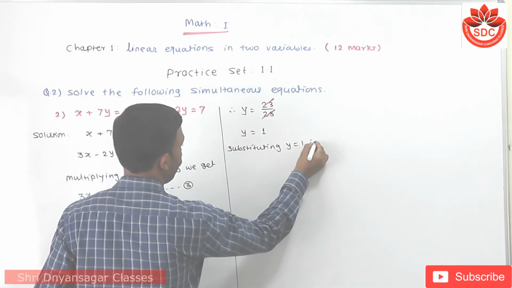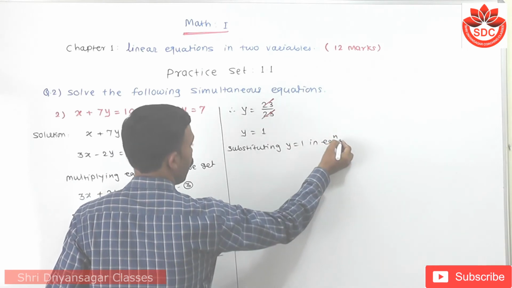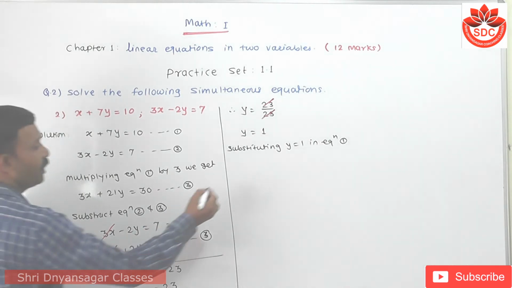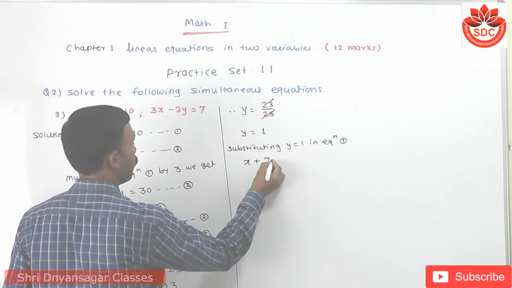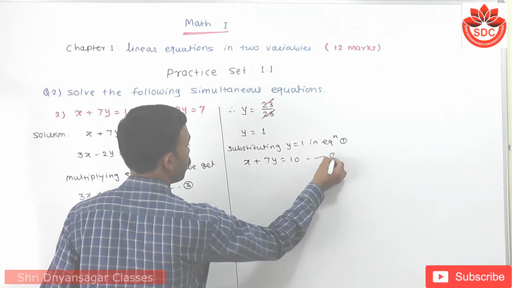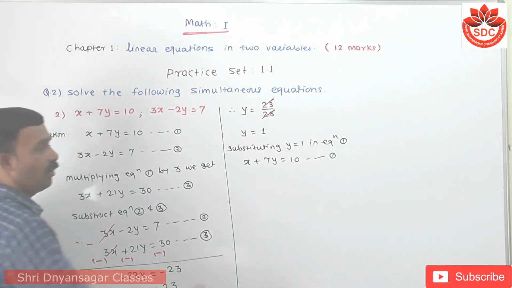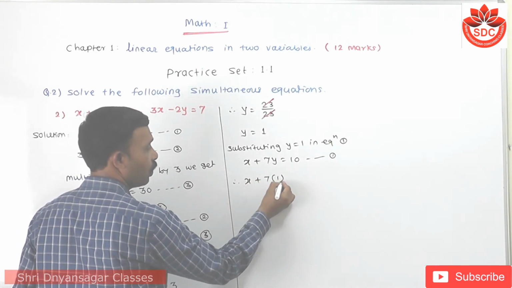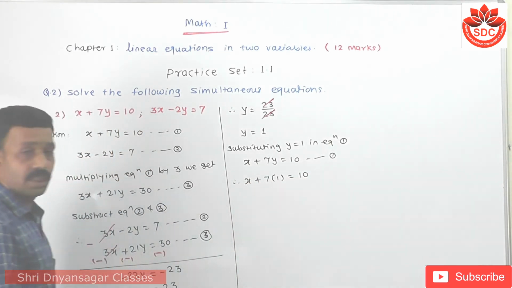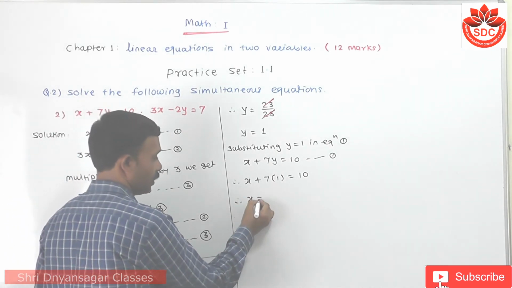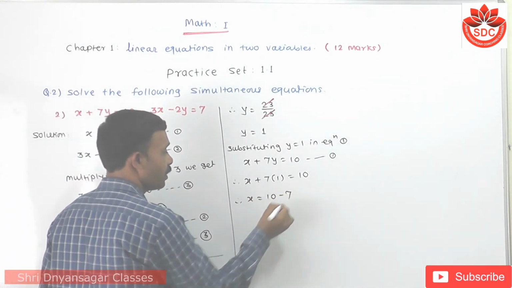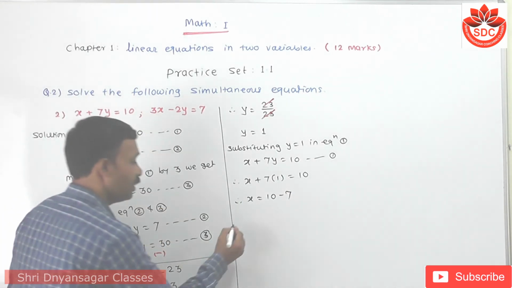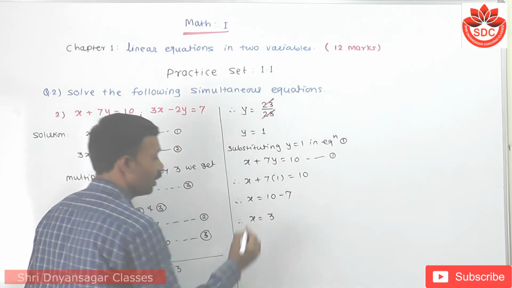Substituting y is equal to 1 in any one equation, I will substitute it in equation number first. The equation first is x plus 7y is equal to 10. The value of y is 1, so substituting it we get x plus 7 into 1 is equal to 10. 7 times 1 is 7, therefore x is equal to 10 minus 7. Transfer this plus 7 to the other side, it converts to minus. The subtraction is 3.